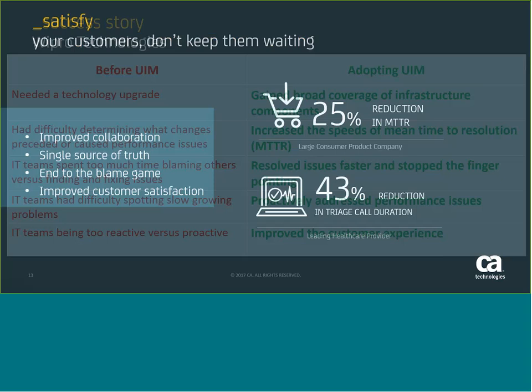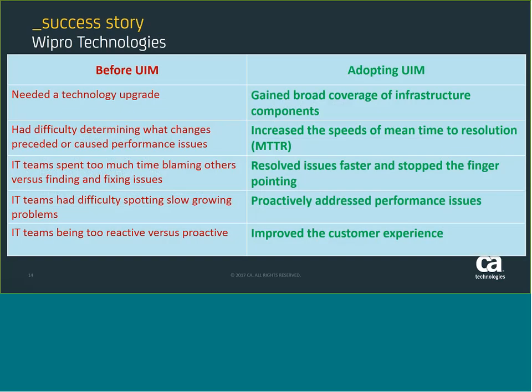I'm going to share with you a success story from one of our customers, Wipro, and what they got with CA UIM. They needed a technology upgrade because they were using old tools and many tools, and they gained a broad coverage of infrastructure components. So they were able to move from different tools to a unified tool. There were difficulties in understanding what kind of changes had caused performance issues, and they increased the speed of mean time to resolution with UIM, and they were spending too much time blaming each other.